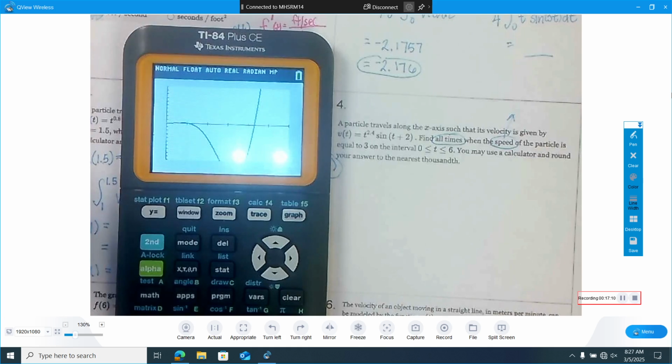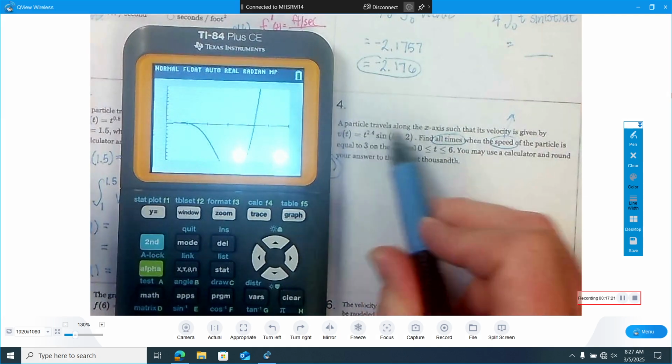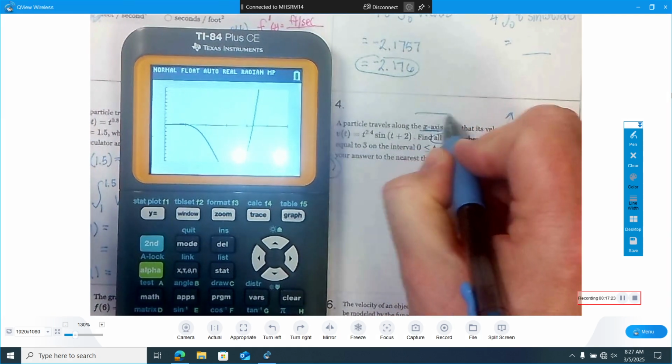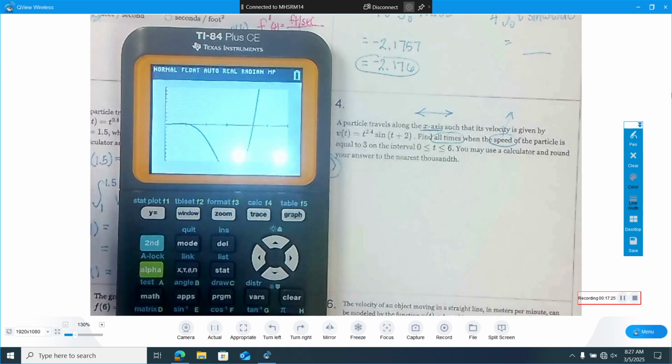Speed is the absolute value of velocity. So let's talk for a minute, just to remind you, what is velocity telling me? It's telling me speed with direction. So for instance, this particle is moving along the x-axis. It's moving left and right.